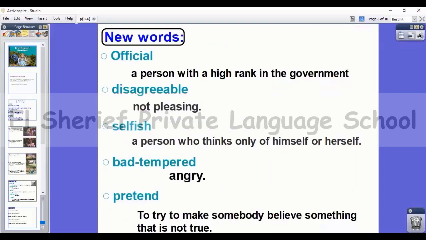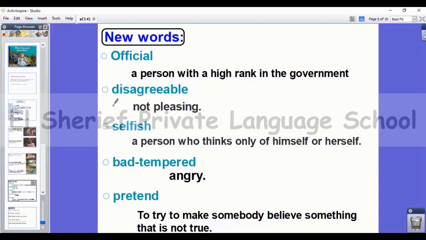Okay, now we're gonna show some words to know the meaning of. Number 1, here we have the word official. As we said, Mary's father was an official. Official means a person with a high rank in the government. He is a very important person in the English government who works in India.